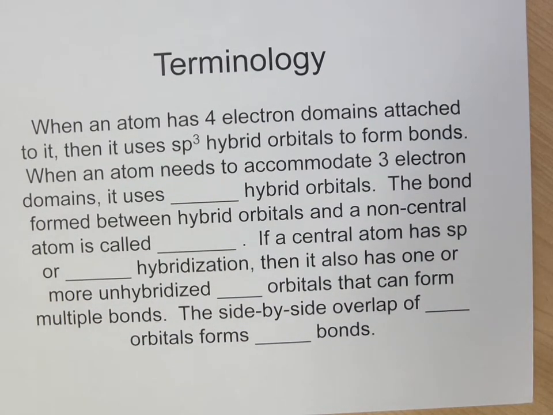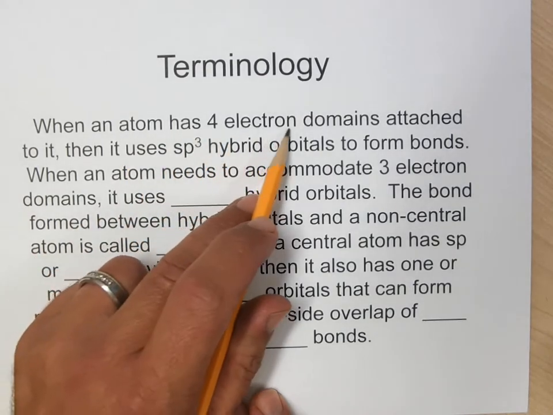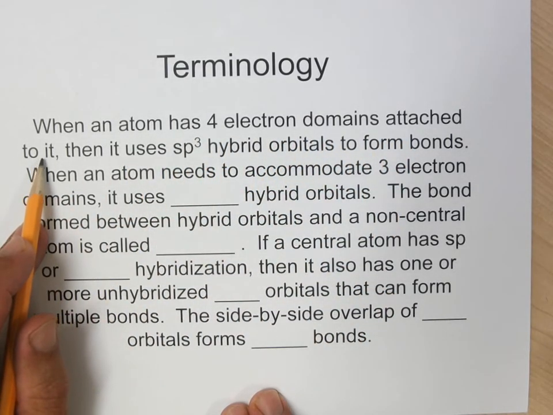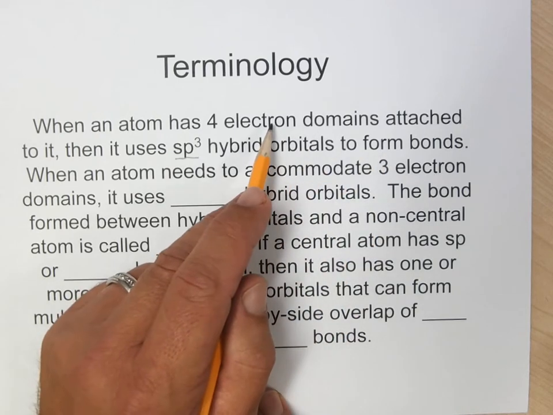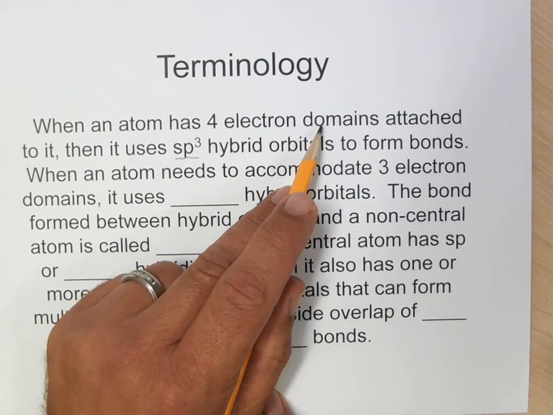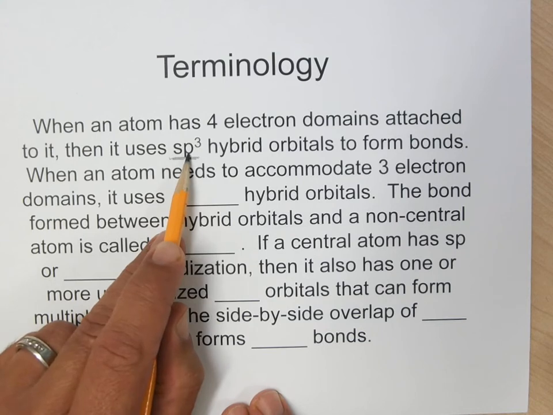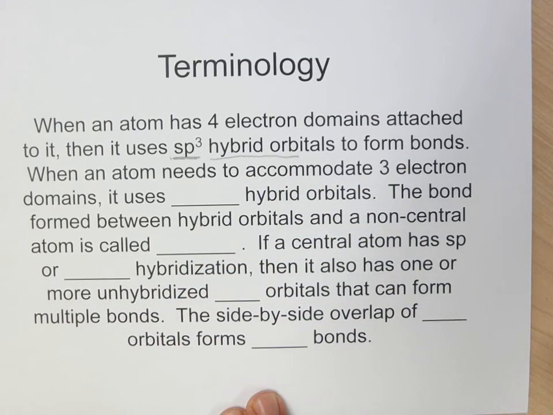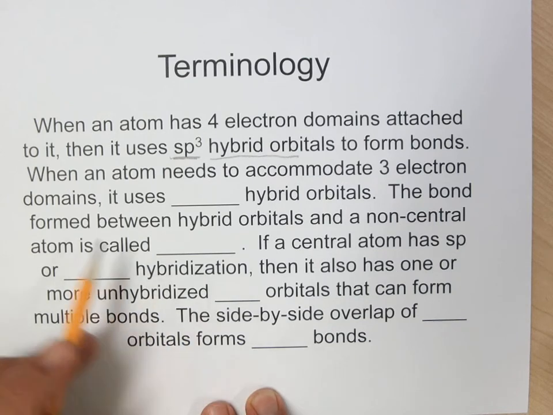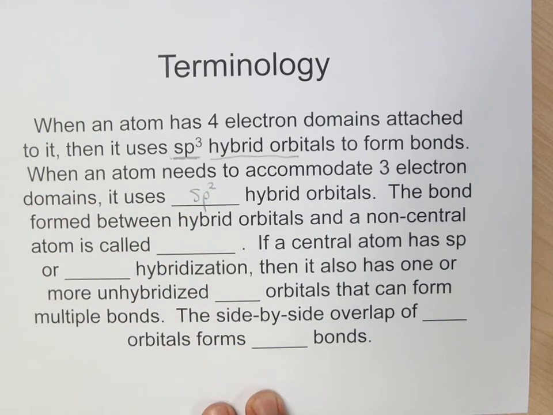And then there's some terminology that I just sort of walked through as I was bringing in a new set of hybrid orbitals to replace the traditional atomic orbitals. But when an atom has 4 electron domains attached to it, then it's going to use the sp3 hybrid orbitals to form the bonds. So 4 electron domains, we need 4 orbitals to get involved. We'll need the s and all 3 of the p's. We'll trade the s and all 3 of the p's in to get 4 new shiny hybrid orbitals, which will be ready to form bonds or accommodate lone pairs of electrons. When an atom needs to accommodate 3 electron domains, it uses the sp2 hybrid orbitals.